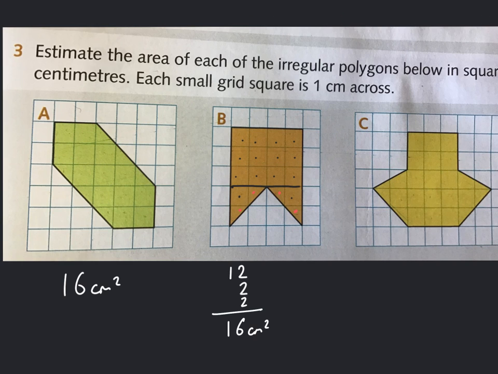Looking at shape C then, I can count my whole squares again. I've got 1, 2, 3, 4, 5, 6, 7, 8, 9, 10, 11, 12, 13, 14, 15.